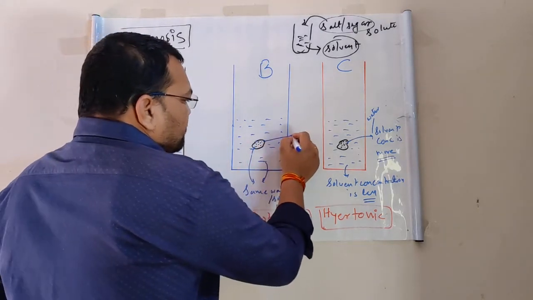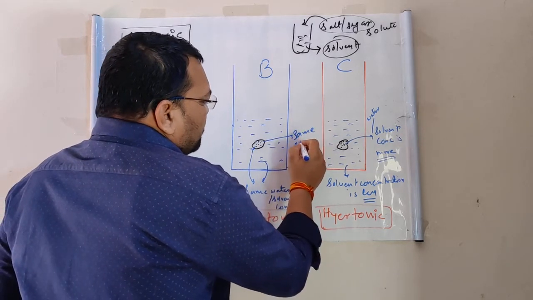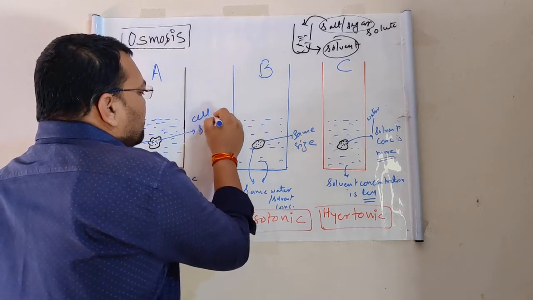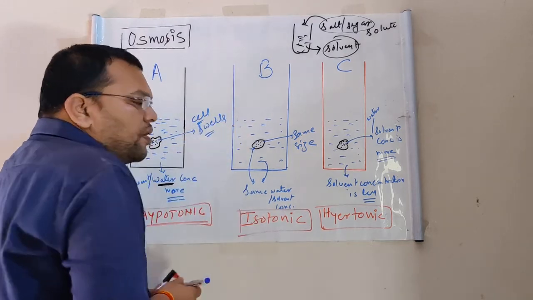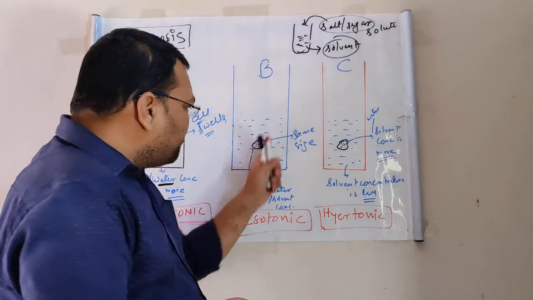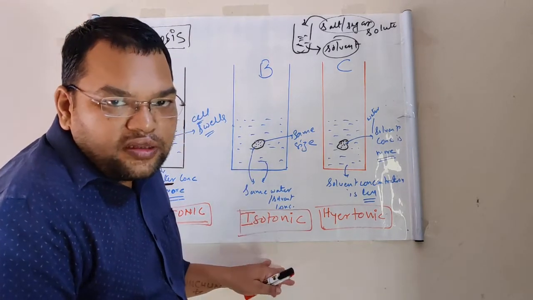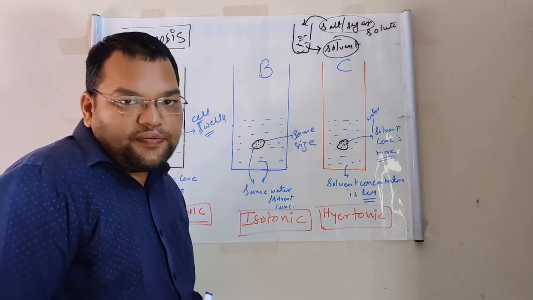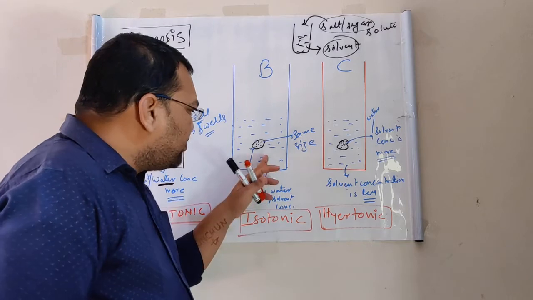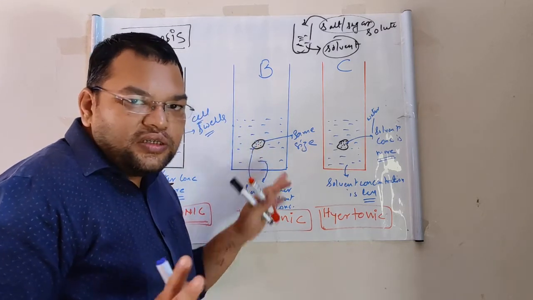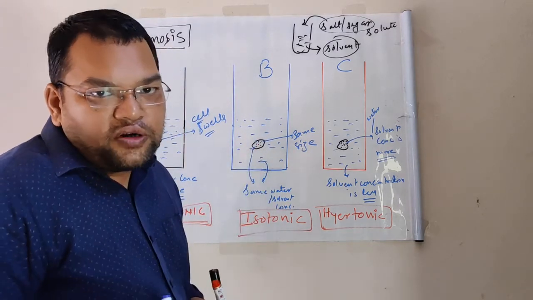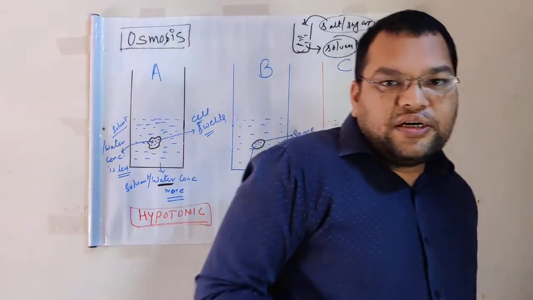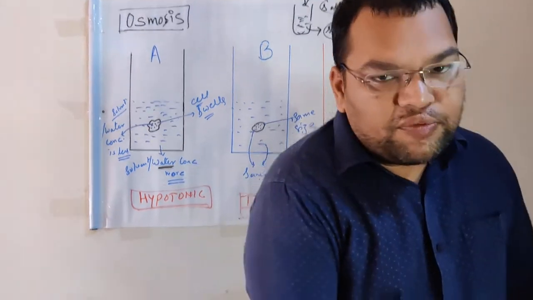Now this type of solution is known as an isotonic solution. The result of this is that the cell remains the same in size. Why? Because the concentration inside the cell and outside the cell remains the same. There is no movement of water. No osmosis occurs. Now the last case, the third case, chamber number C.